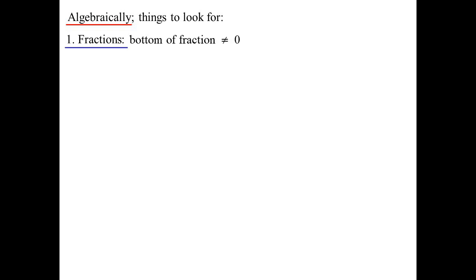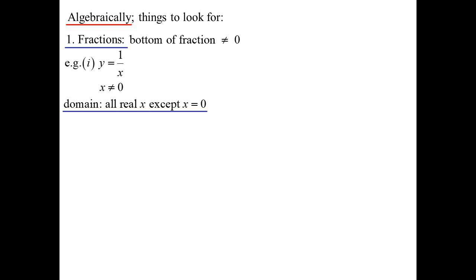Fractions. Okay, let's think about fractions. Key things we know about fractions. We know the bottom of a fraction can't equal 0. So if I have this, and let's pretend I have no idea what this looks like, what's its domain? Well, I know the bottom of this fraction can't equal 0. So I know x can't equal 0. But I could substitute anything else I like in there. The way we would express this, we say, well, it's all real x. I could substitute in any real number I like, except x equals 0. I can't sub that one in. So that's one way of saying all real x except x equals 0.